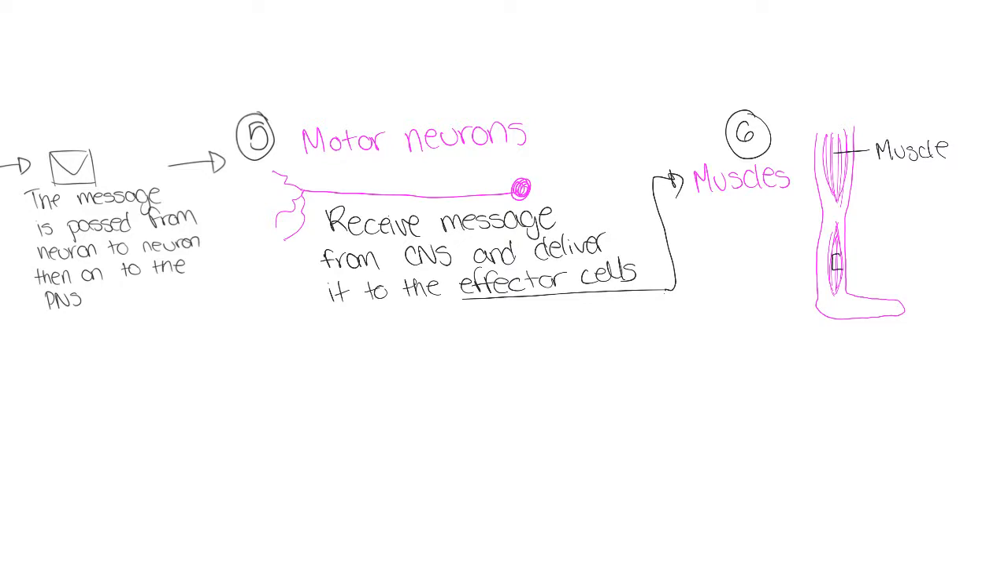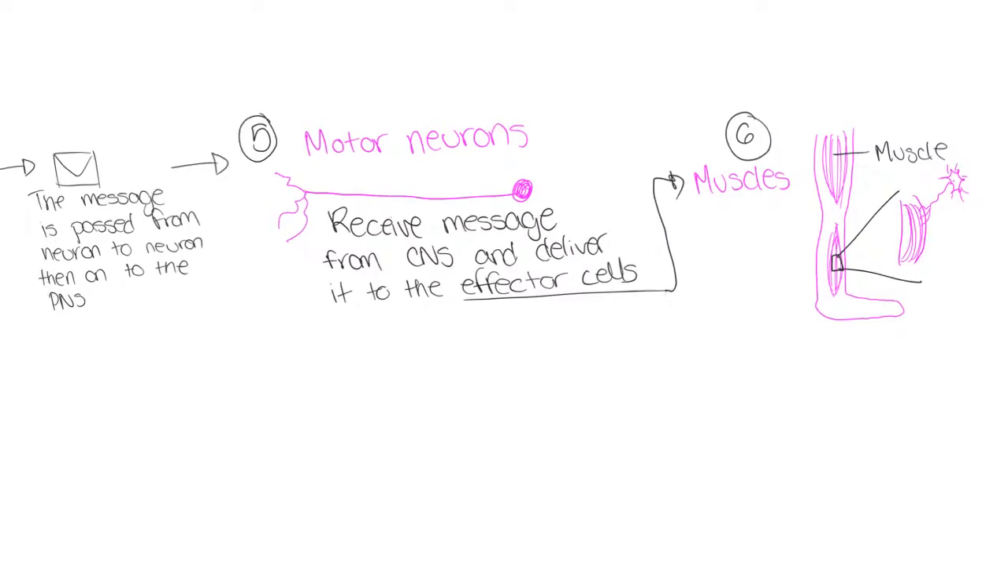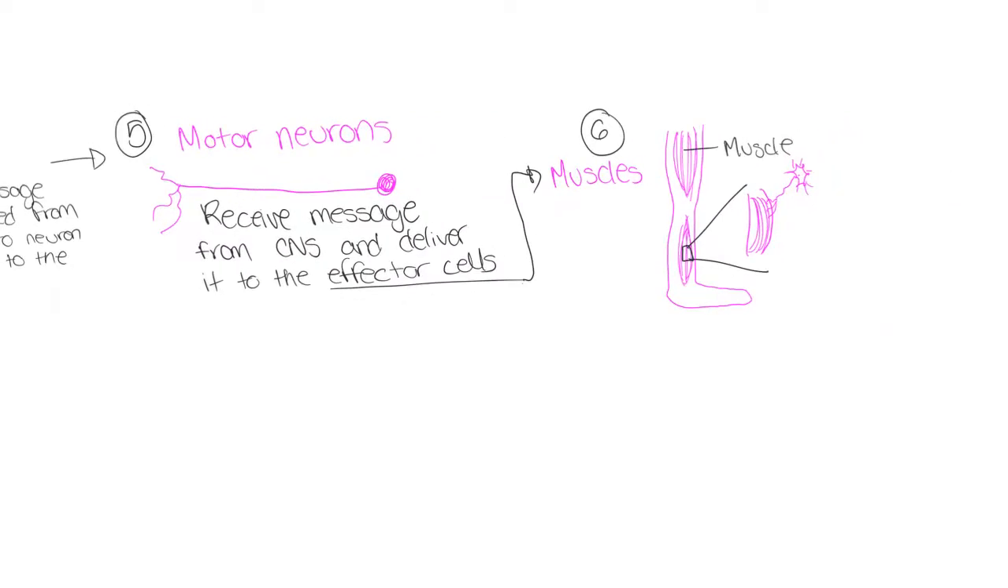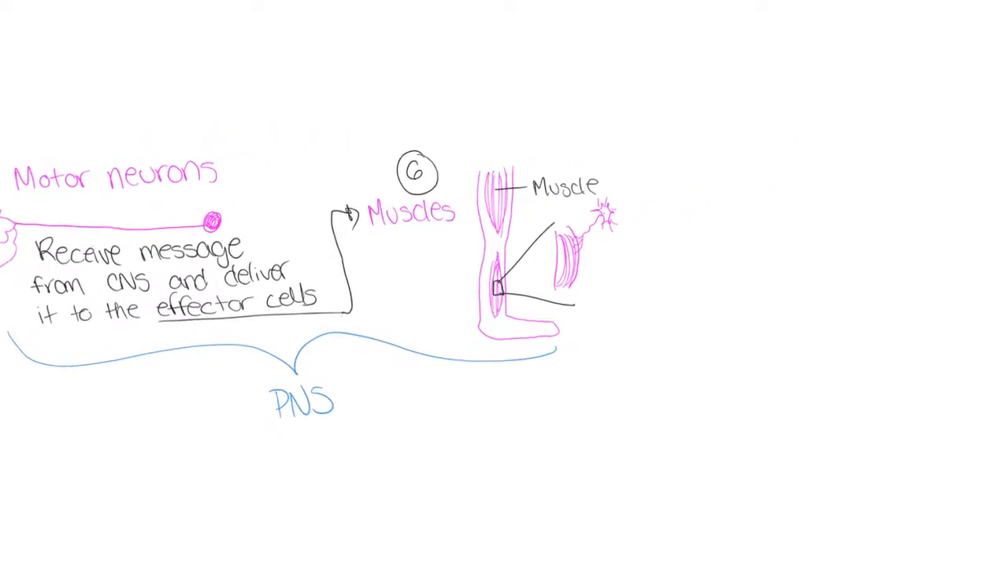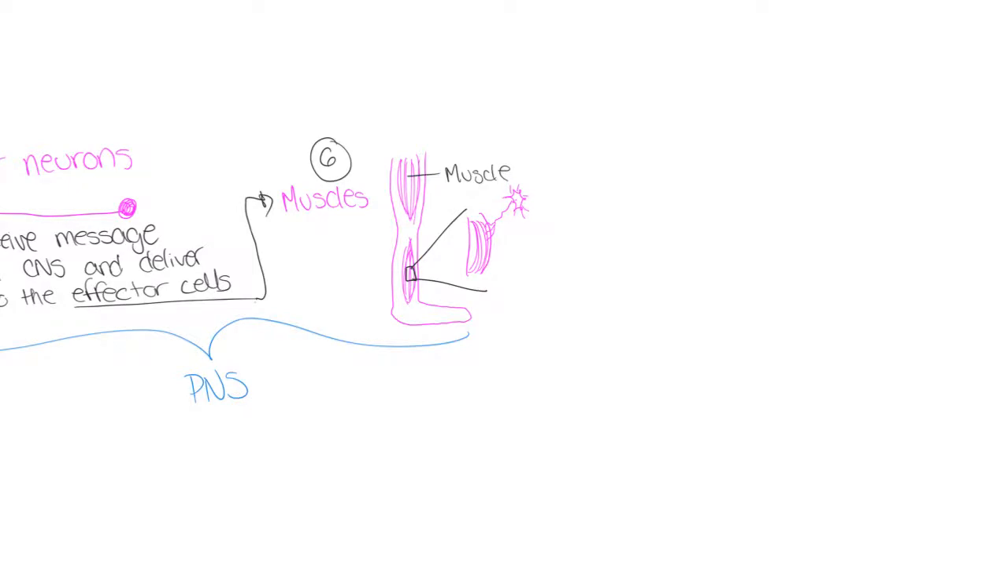And maybe if I kind of zoom in and look at this here, I would have my muscle tissue. And I would have a neuron that's going to deliver that message. So this is going to be a motor neuron that's going to deliver that message to the muscle cells, and it's going to tell them to contract. And so now I am in the peripheral nervous system. So this is in the PNS. And they're going to tell those muscles to contract.